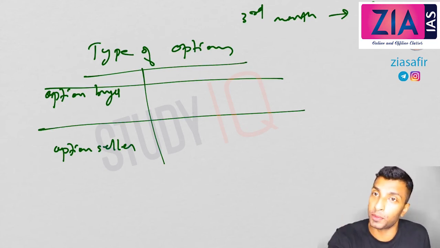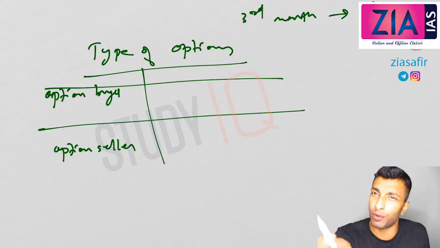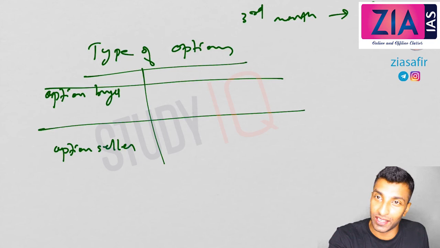If you are buying a put option, you are getting the right to sell, or option to sell. I hope this is clear. Slightly confusing and a nightmare for most of the students. Even CA students are also facing a lot of difficulty. Forget about civil service aspirants.